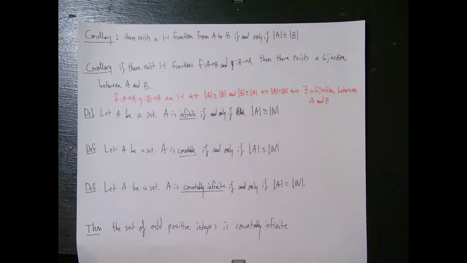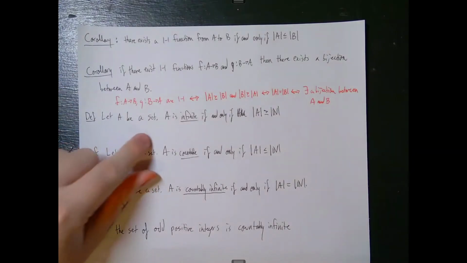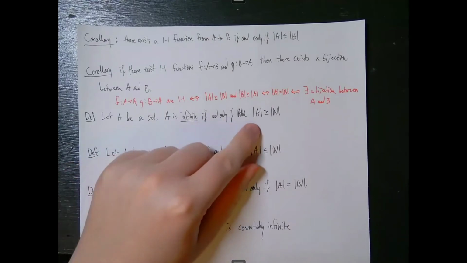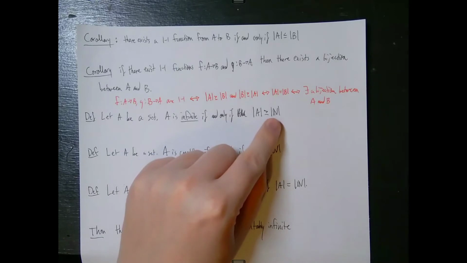So let's shelve those corollaries for a little bit. I'm going to get into a couple of definitions. I'm going to redefine infinite right here. If we let A be a set, we say that A is infinite if and only if the cardinality of A is greater than or equal to the cardinality of the natural numbers. Yes, I do mean greater than or equal to.